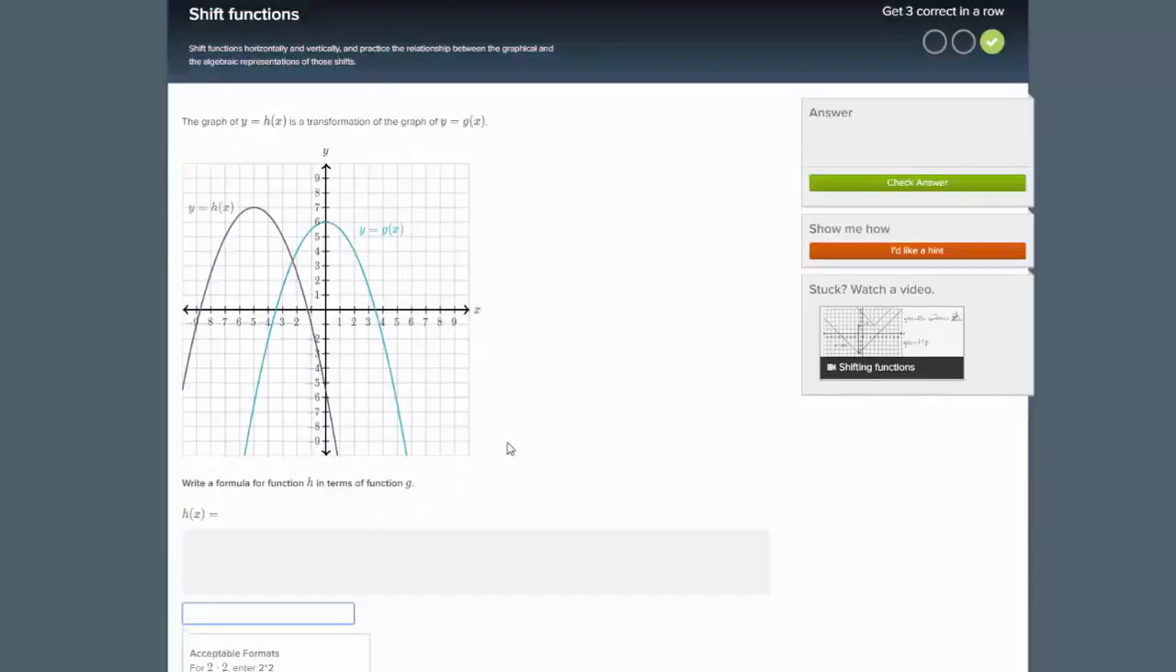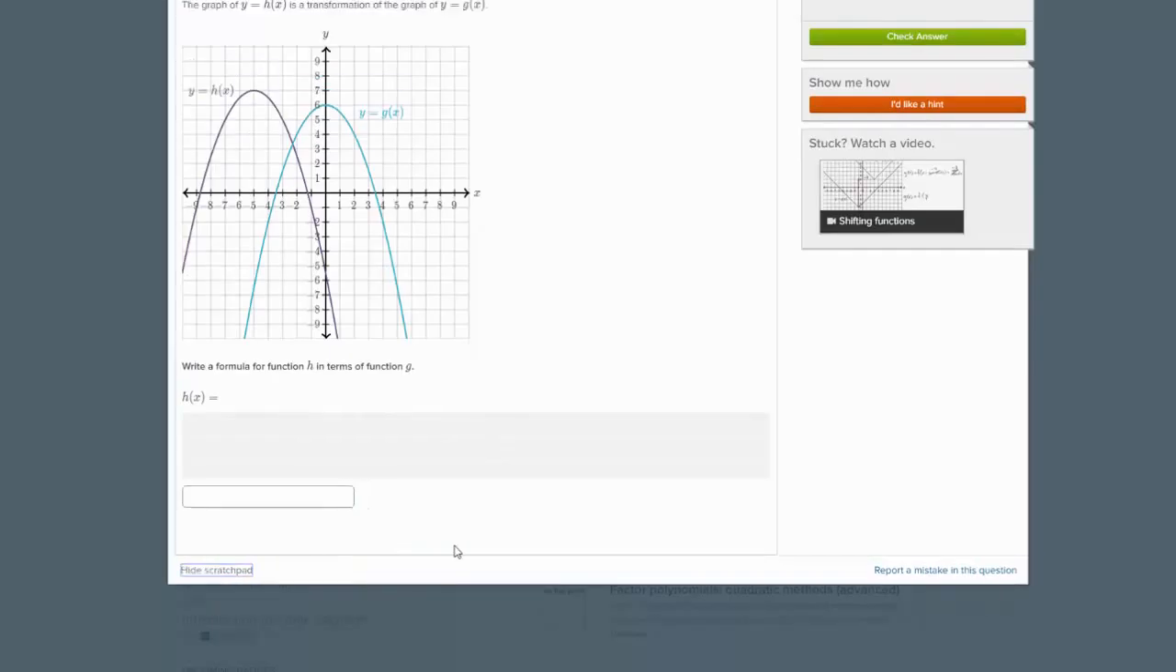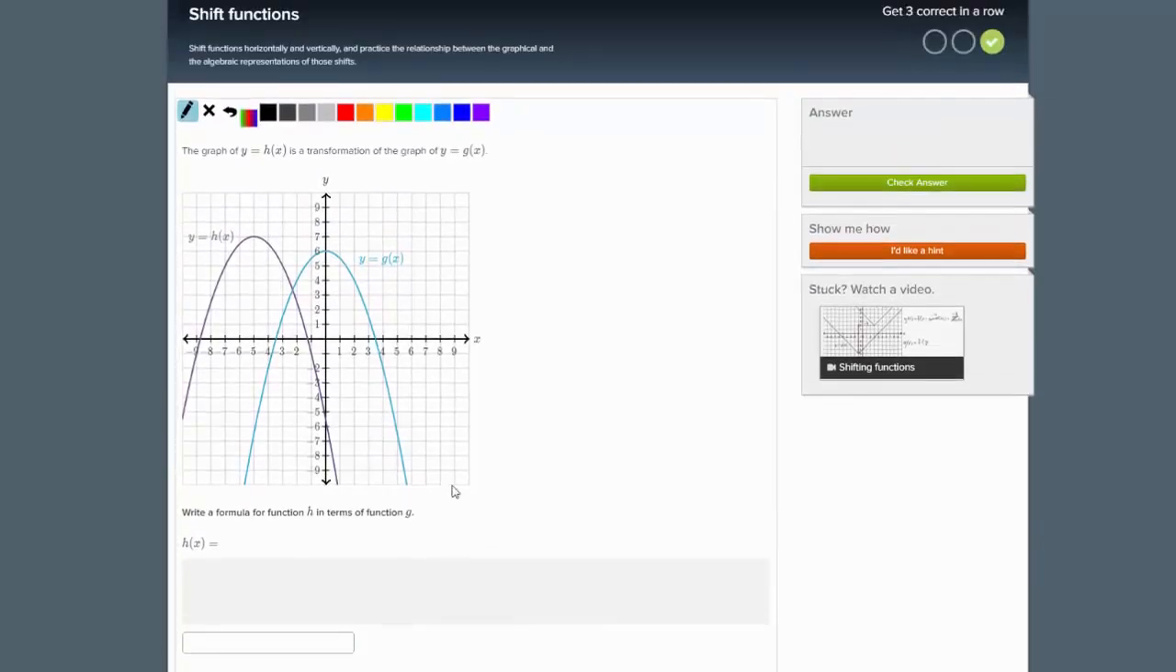Okay. This one's a little bit harder. Write a formula for function h in terms of function g. So what this means is I want to move this from here to here. And here's how I do that. So it says h of x equals.